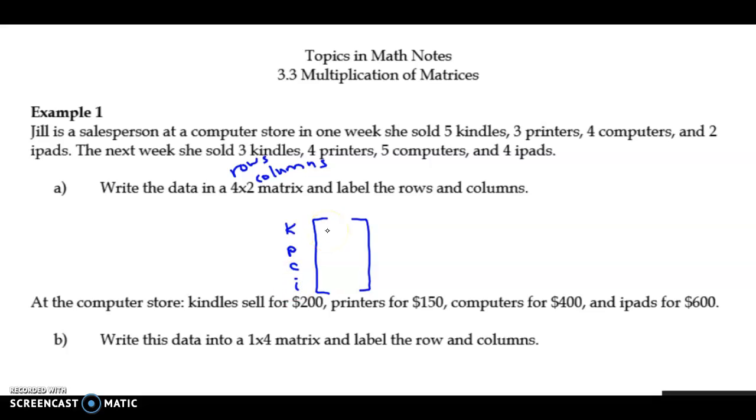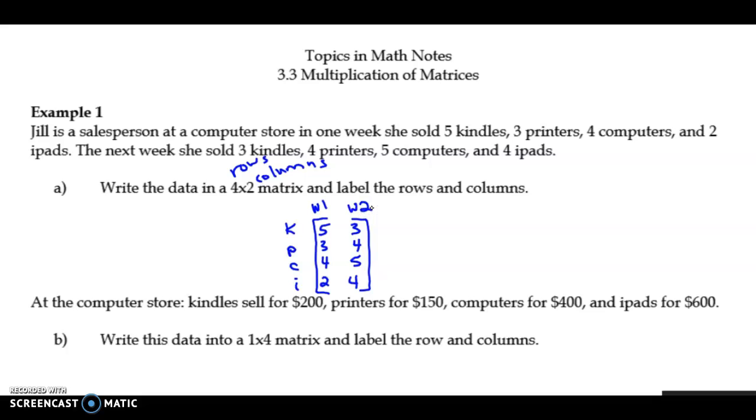So we had 5 Kindles, 3 printers, 4 computers, and 2 iPads for week 1. And then the second week, we had 3 Kindles, 4 printers, 5 computers, and 4 iPads. So that was week 1 and week 2.